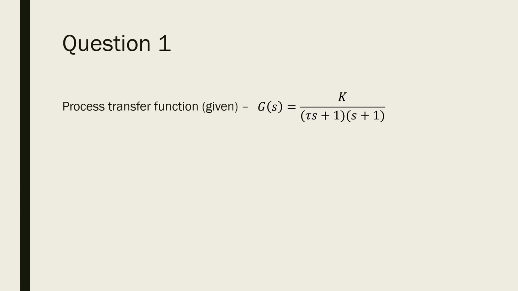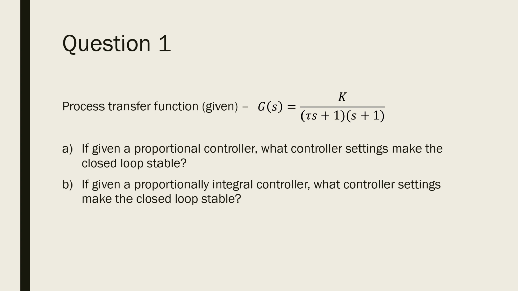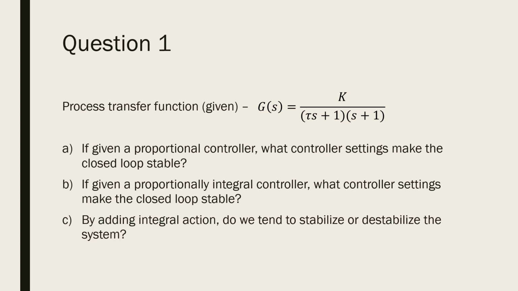In question 1, we are given a process described by the transfer function G(s) equals K over (tau s plus 1) times (s plus 1). Our tasks are as follows. If we choose to control this process using a proportional controller or a P-type controller, what sort of controller design gives stable closed-loop behavior? Next, if we choose instead to control the process using a proportional integral controller or a PI controller, what sort of controller design gives stable closed-loop behavior? And lastly, by adding integral action via the PI controller versus the P controller, are we stabilizing or destabilizing the system?